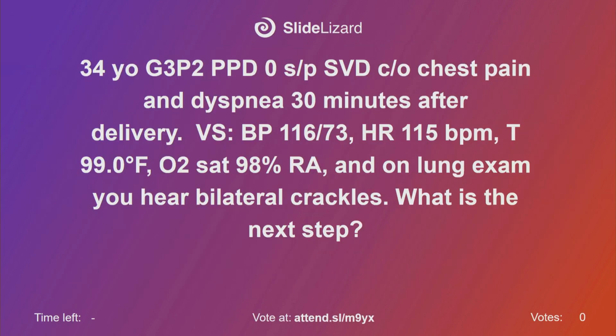Next case, a 34-year-old G3 P2, postpartum day 0, status post spontaneous vaginal delivery, now complaining of chest pain and dyspnea 30 minutes after her delivery. Her blood pressure is normotensive, heart rate's 115, temp is 99, O2 sats are 98%. On her lung exam, you hear bilateral crackles. What is the next step here?